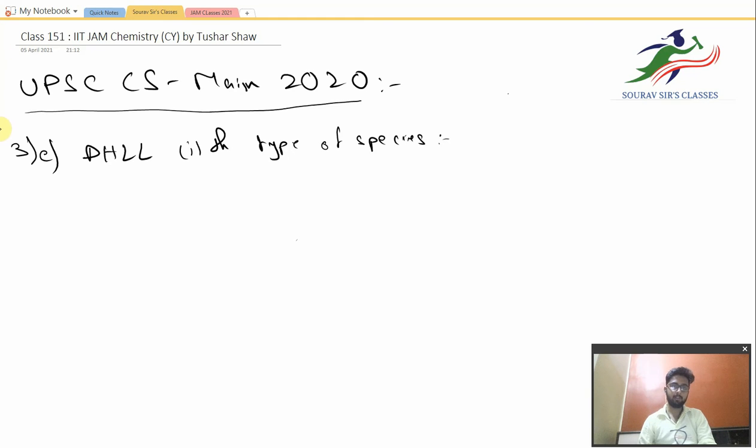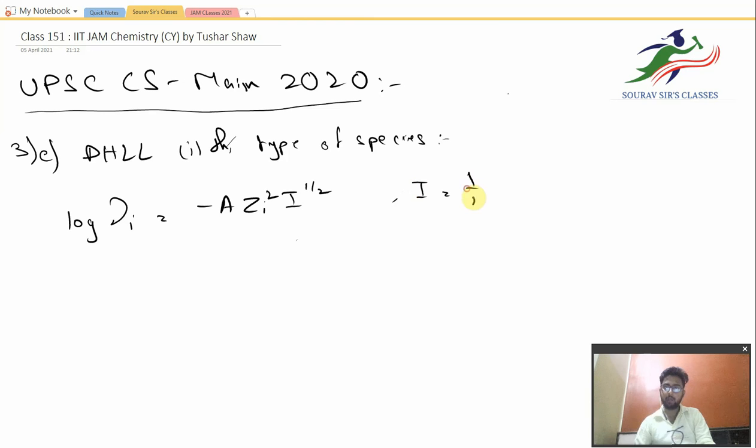Let me write down the equation for you, the Debye-Hückel limiting law. The equation is log of gamma i is equal to minus A zi square I to the power half, where I is equal to half of summation Ci zi square. I'm sorry, not Ci square, Ci zi square. Now this is the overall equation.